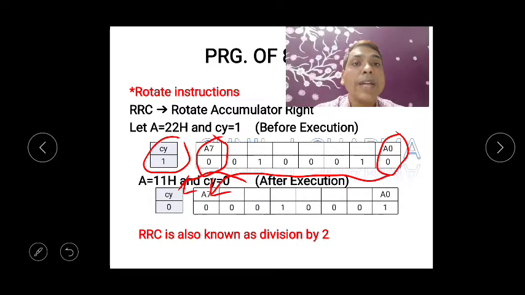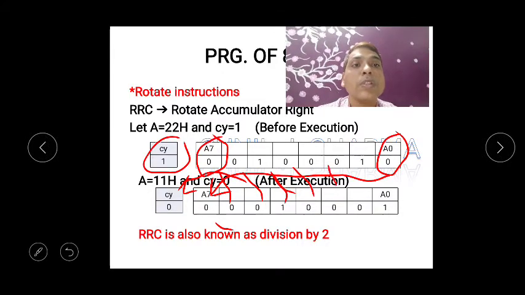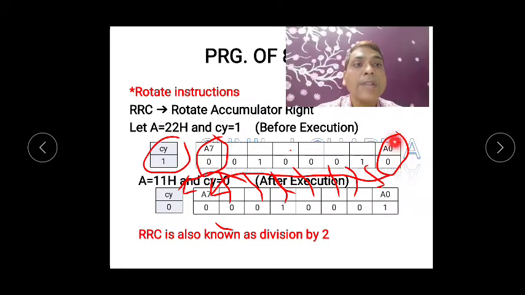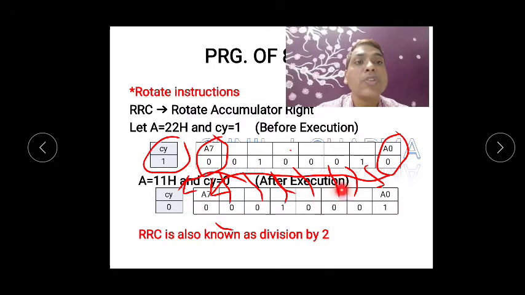Then whatever the value was here has come here; you can see this 0 has come here, this 1 has come here. Then this 0, this 0, this 0, this 1. I want to show you that whenever RRC comes, take this value and just put it here. Then whatever the value at A7 is will come to A6, and the A6 value will come to A5. Like this, they will be shifting 1 bit ahead, that is, to the right side.